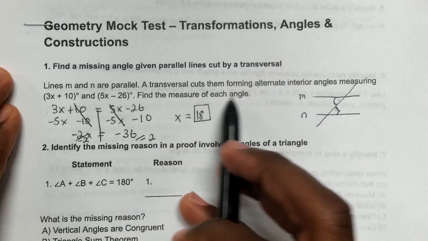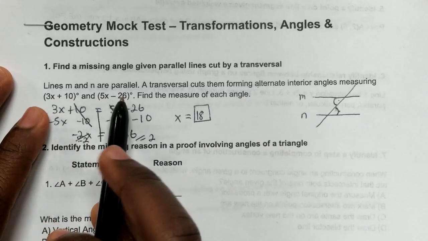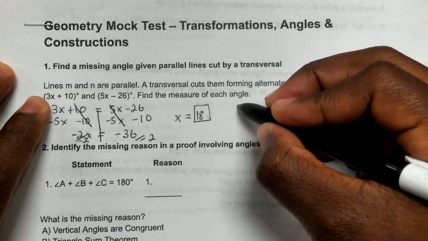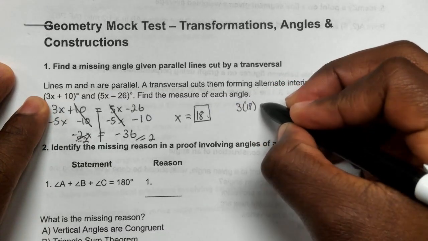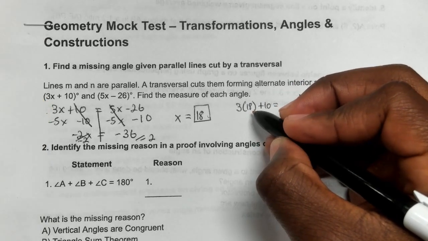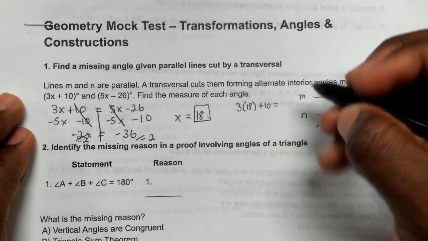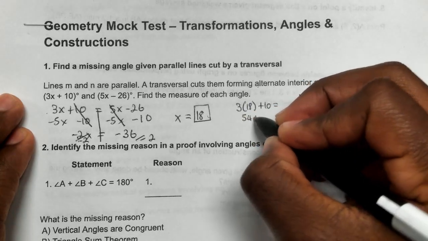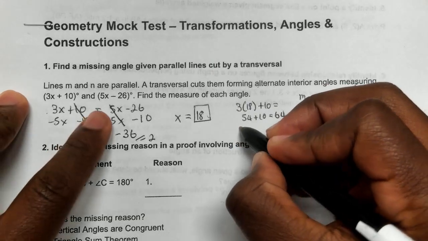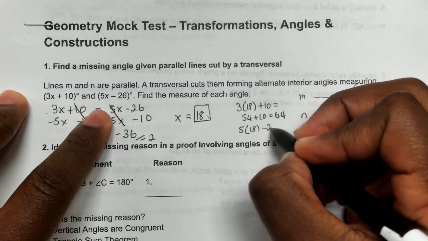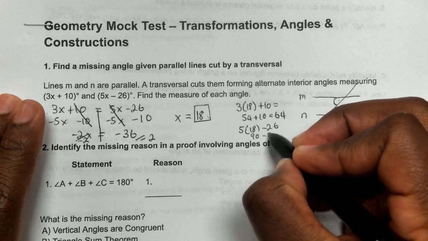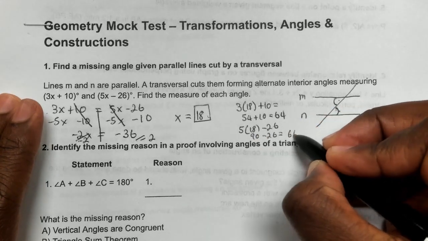But it says find the measure of each angle. So I'm trying to find the measure of this angle and this one. So I would substitute 18 into each of these angles. This first angle will be 3 times 18 plus 10. 3 times 18 I believe is 46, no, 54. So that would be 54 plus 10 is 64. Then the next angle I will do 5 times 18 minus 26. 5 times 18 is 90. So 90 minus 26 would be 64 also.